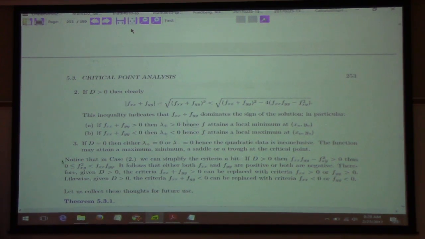This is just like the second derivative from calculus 1. If we have a critical point and the second derivative is negative, we have a local maximum. If the second derivative is positive, we've got a local minimum. I always think about y equals x squared versus y equals minus x squared as the quintessential examples. For x squared, y double prime is 2, local min. Minus x squared has y double prime equal to minus 2, it goes down like that. Finally, if D is equal to 0, then either lambda plus is 0 or lambda minus is 0, and so the quadratic data is inconclusive.